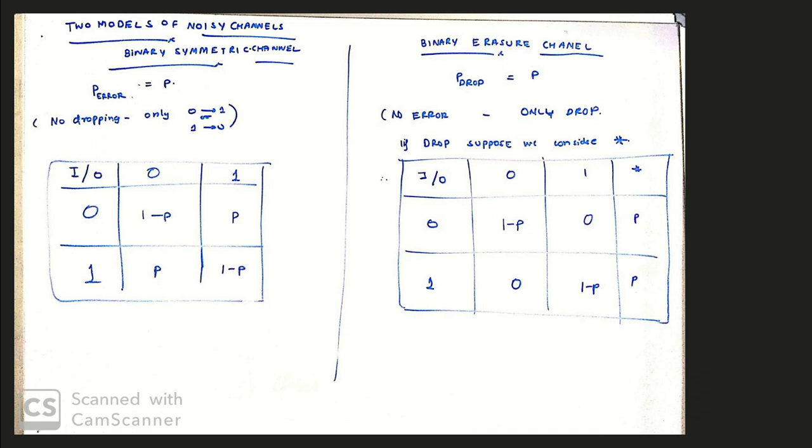There is another type of channel, that is the binary erasure channel. Here the input can never be converted to the other case, like 0 will never be converted to 1 or 1 will never be converted to 0, but if the error comes, the bit is dropped. When the bit is dropped, we consider that case as star. You can see that we have input 0, so the probability to get 0 is 1 minus p and the probability to get 1 is 0, but the probability to get star is p. Here p is the probability of dropping. The same is for the 1 case.